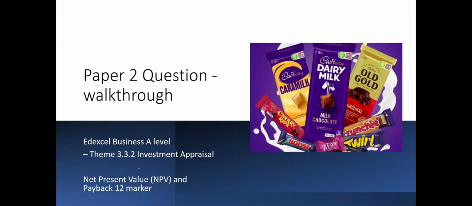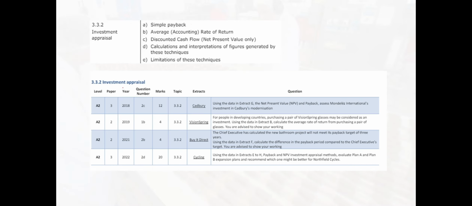Paper two, theme 3.3.2, investment appraisal, and we're going to look at NPV and payback. Before we move on, it's worth noting that this topic has been explored in total, however, mostly focused on paper three. When we look at the past paper questions for this unit, from the document you've downloaded before, we will notice that paper three has the more complicated 12 and 20 markers.